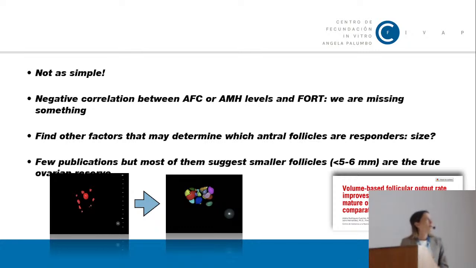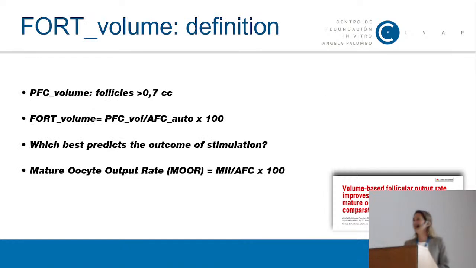There may be other parameters that determine which antral follicles are going to grow. There are a few publications about these topics, as Jean-Paul said, and most of them suggest that smaller follicles between 5 and 6 millimeters are the true ovarian reserve. In our article, based on our experience that Jairo explained to you before, we defined a preovulatory follicle using volume as those over 0.7 cc's, and then used this parameter to define FORT and called it FORT volume.